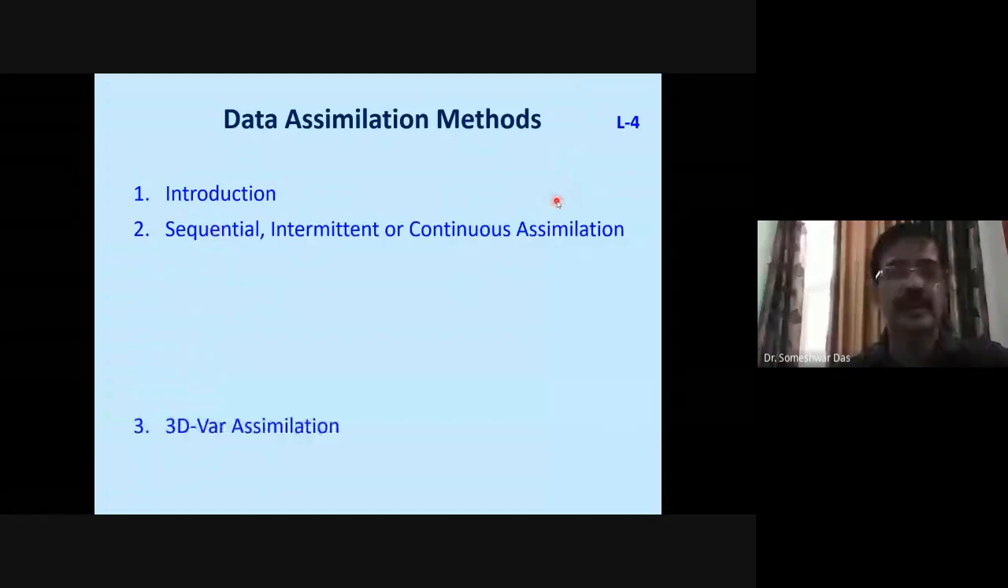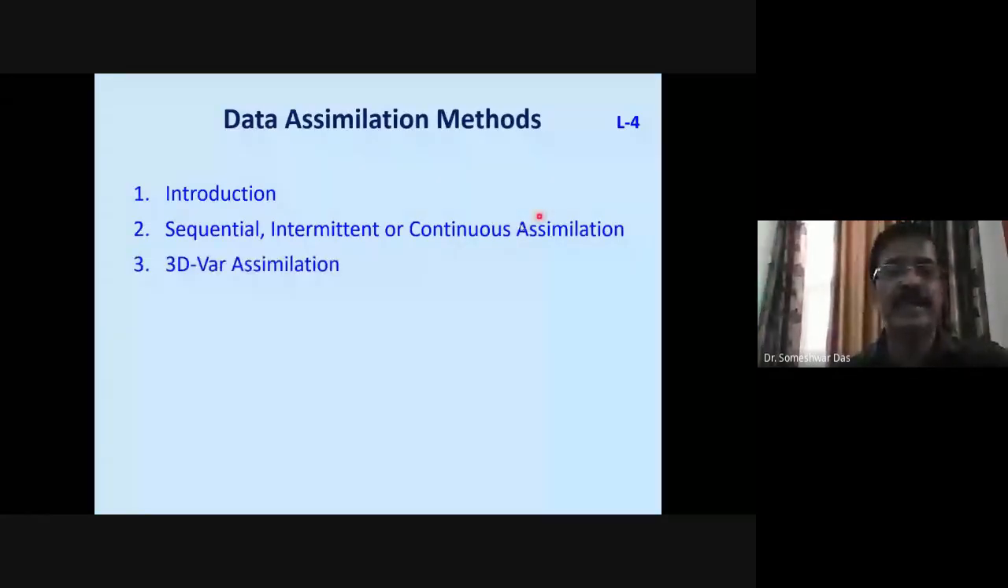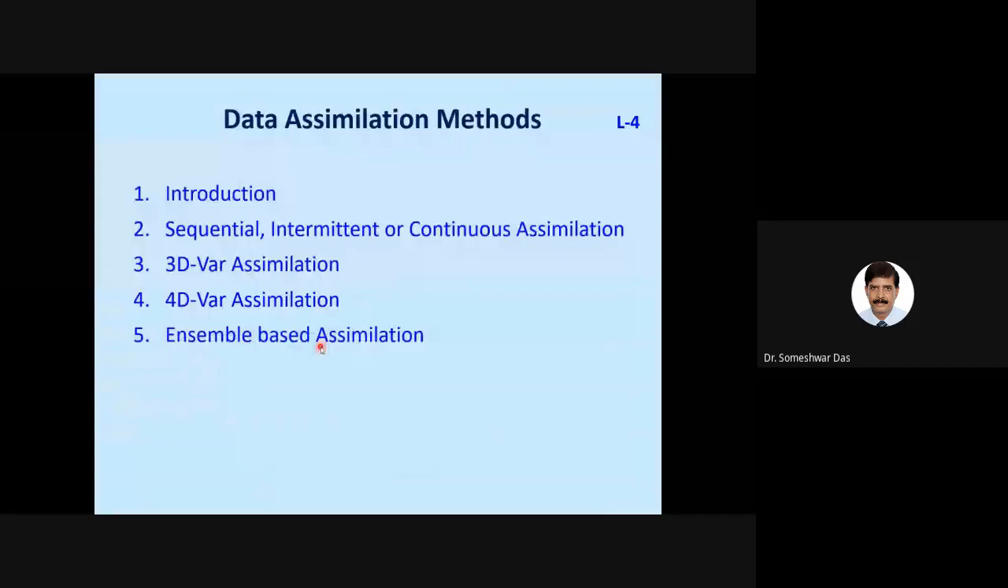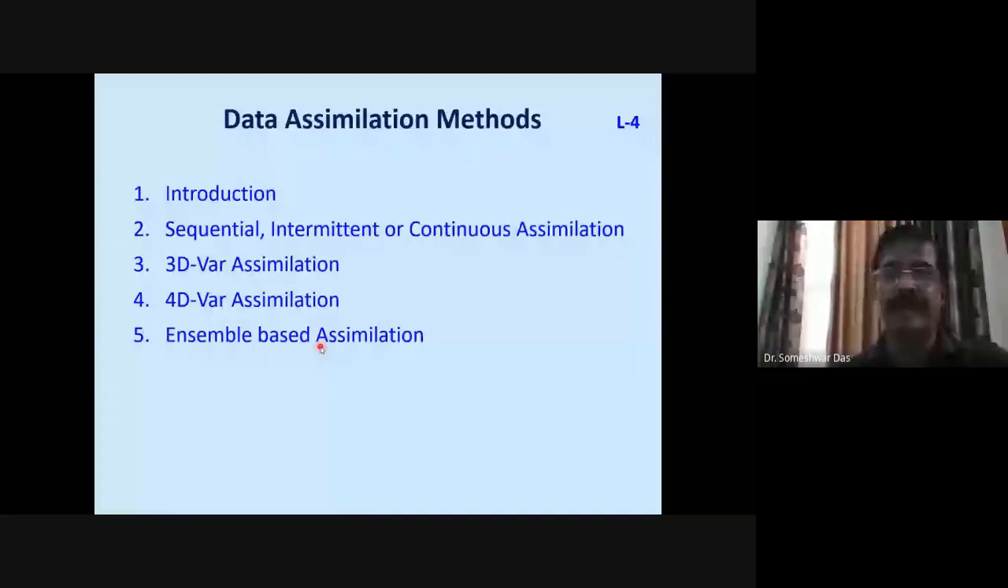The next is three-dimensional variational assimilation, also known in the short form as 3D VAR. Then, of course, four-dimensional variational assimilation, 4D VAR. Then we have ensemble-based assimilation. People are nowadays using ensemble-based assimilation. The more computing power you have and the more theoretical knowledge improves, the more you keep improving your assimilation system. So we are using ensemble-based assimilation systems nowadays.